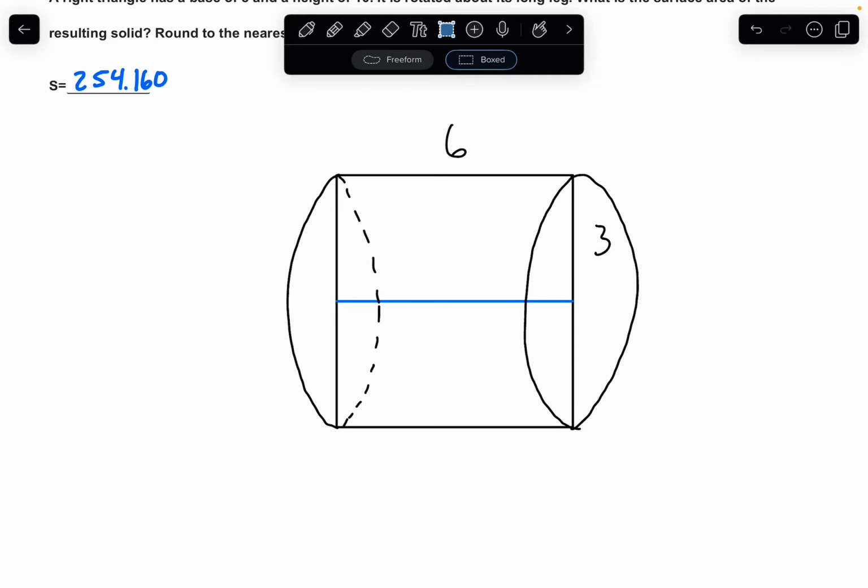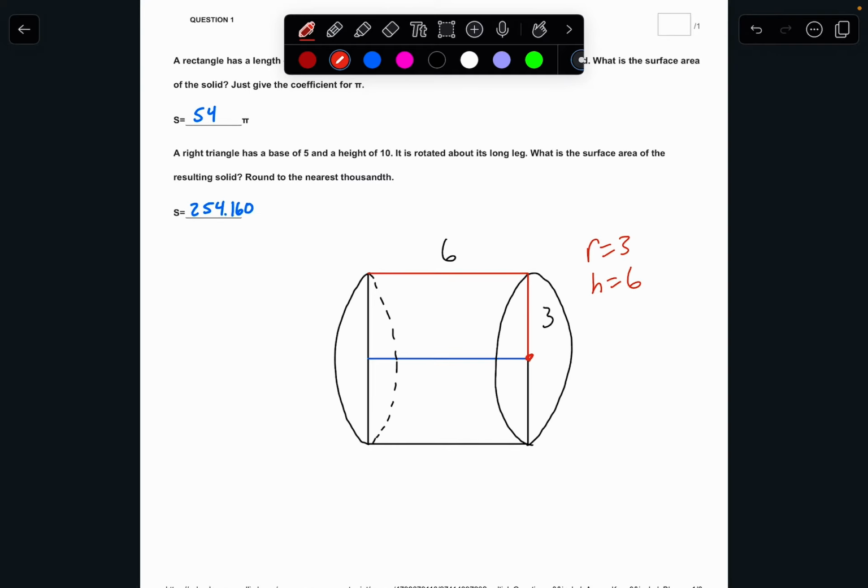What are the important pieces of this cylinder? Well, from the middle to the edge is 3. The radius is going to be 3, and the distance between the bases, the height, is going to be 6.